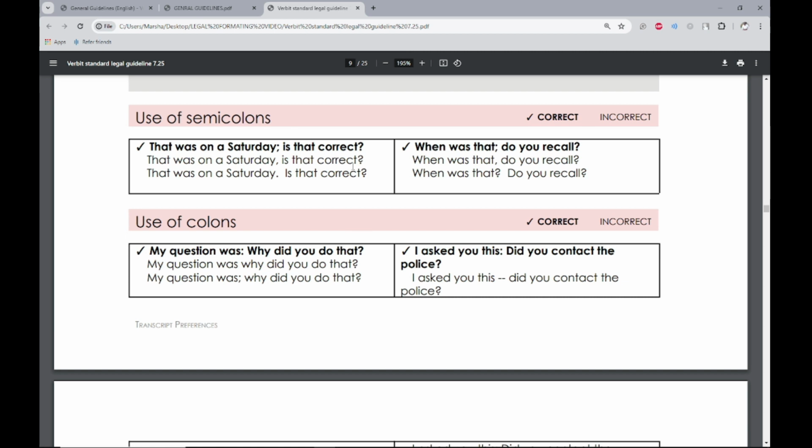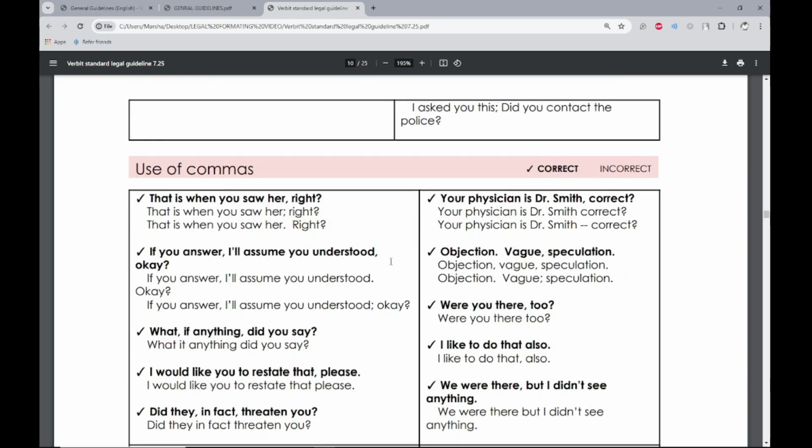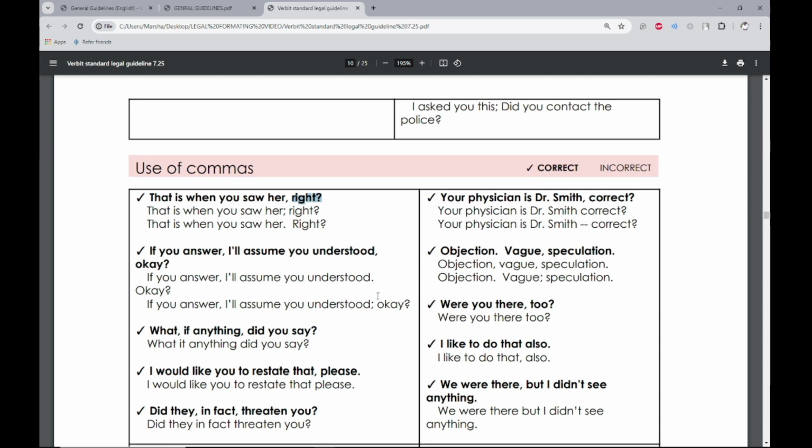These ones are called tag questions. For most legal transcripts, you will be required to put a semicolon when the tag question is 3 words. So if the tag question is 3 words, you are supposed to put the semicolon. But if it's 2, you just put a comma. If it's 4, you put a period, and you put it as a separate sentence. Right, so let's continue. Like here you can see this one is just 1 word. You just put a comma.